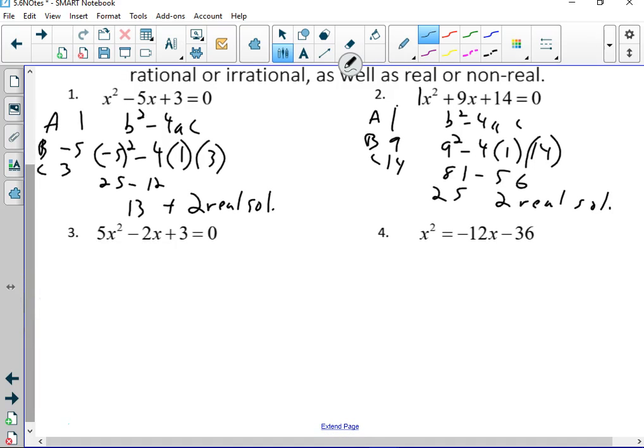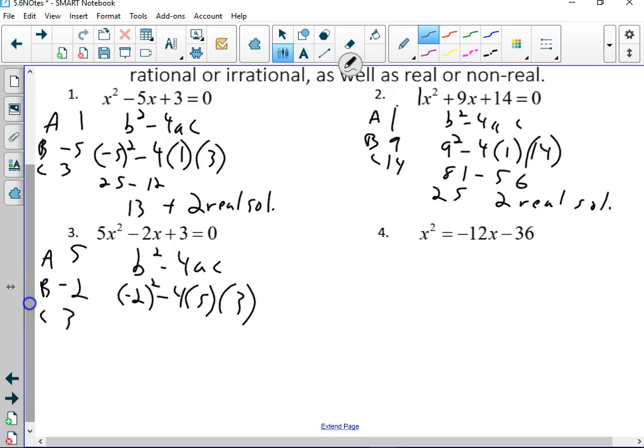Okay, number 3. We've got A, B, and C. A is 5, B is -2, and C is 3. So, B squared minus 4AC. Again, with B being negative, we need to put in parentheses. Minus 4 times 5 times 3.